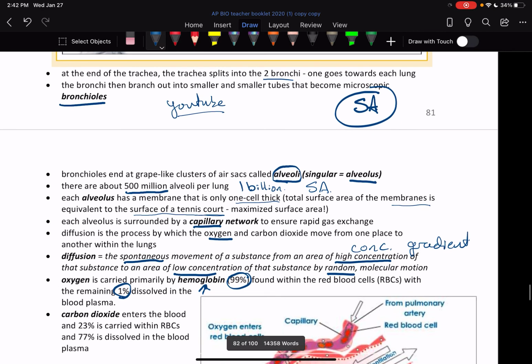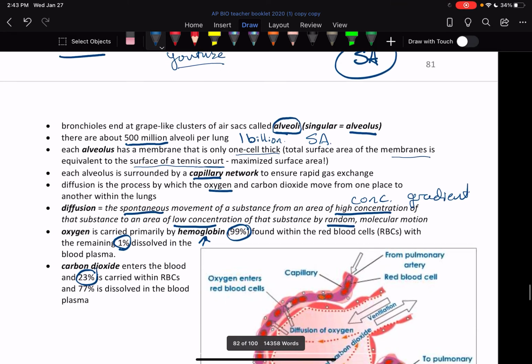Carbon dioxide is kind of the reverse. Only 23% is carried in the red blood cells, but 77% is dissolved in the blood plasma. Listen, this is just defined by diffusion, the random movement of particles from an area of high to low concentration. And we depend on it. The blood plasma and the red blood cells depend on diffusion to make sure they have the correct concentration of each of these molecules at any given time.